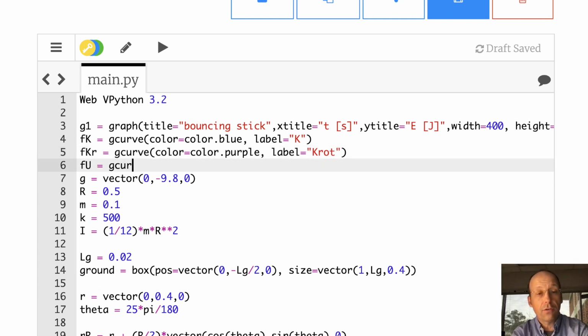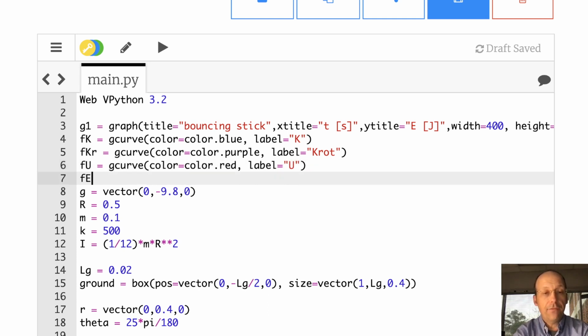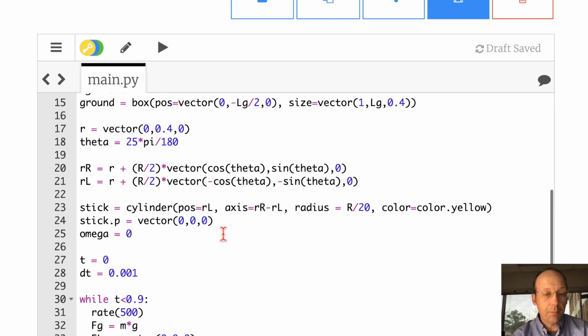fU is G curve, color equals color dot red. Label equals U, not UY. And then fE is G curve, color equals, no, it's just black. But let's give a label. Label equals, let's just say E total. Okay, so I have those. If you want tips on graphing, I have a whole video on that. I'm not going to do that right now.